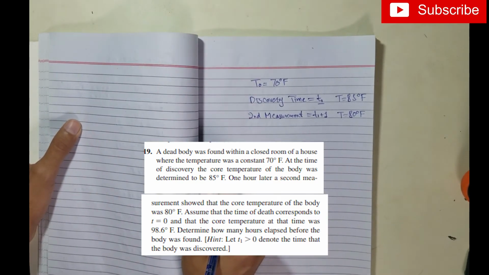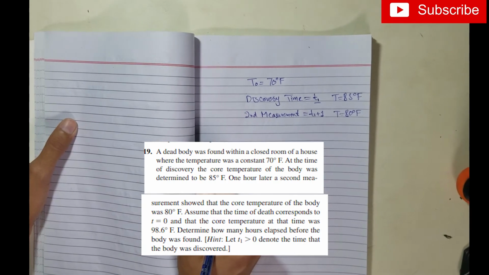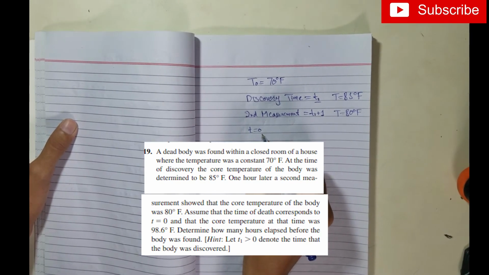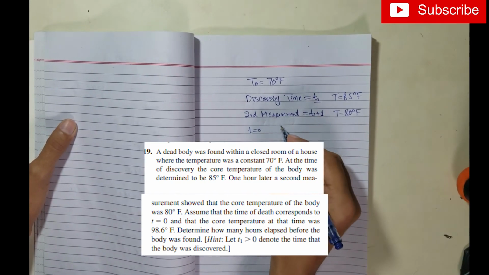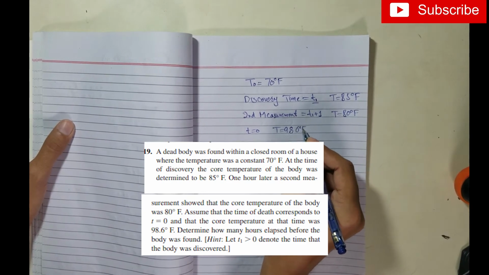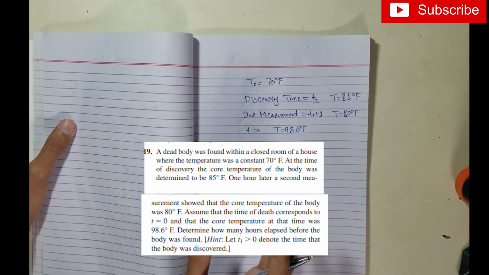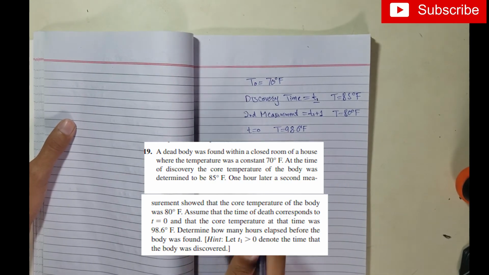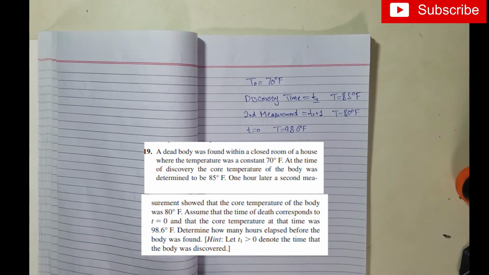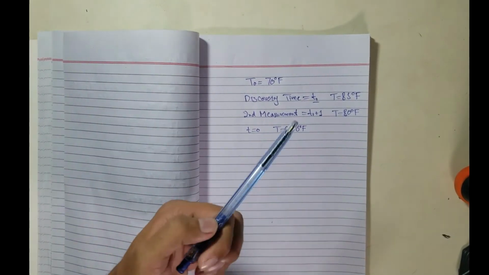Assume that the time of death corresponds to t is equal to 0. So at t is equal to 0, the core temperature at that time was 98.6 degree Fahrenheit. So determine how many hours elapsed before the body was found? So we need to find the time when the body was murdered, or when the body.